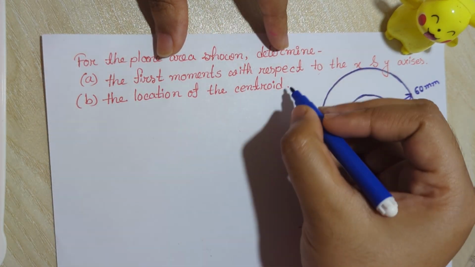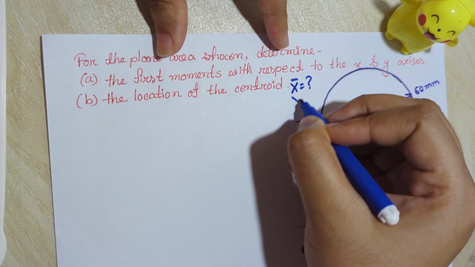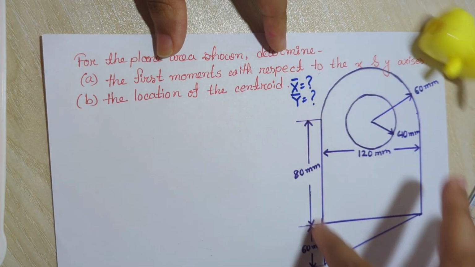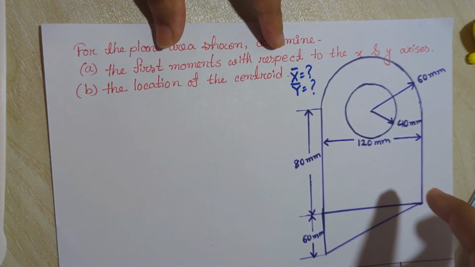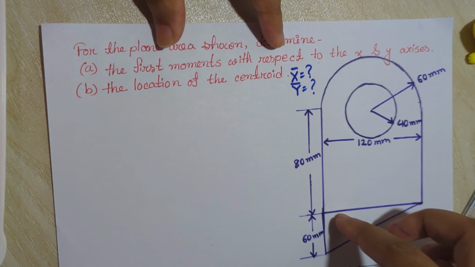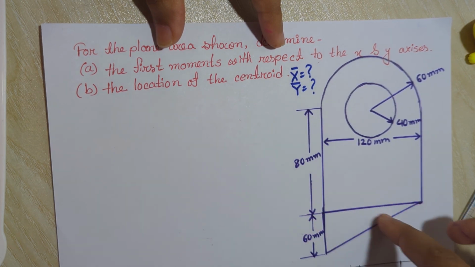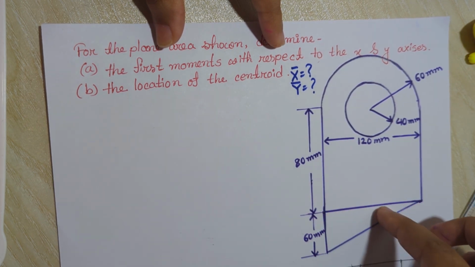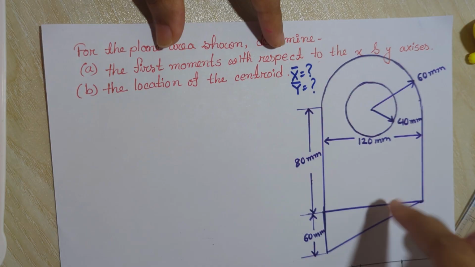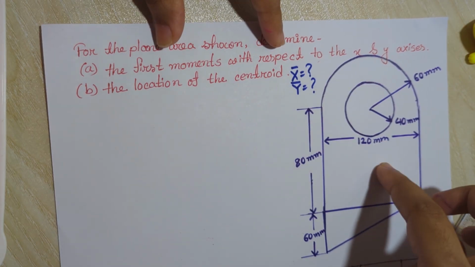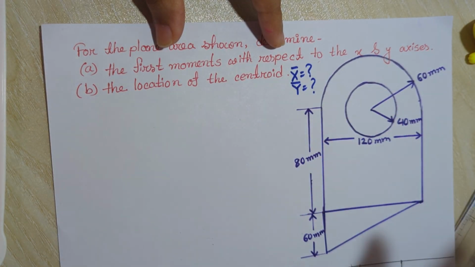Means we have to find out the x bar and y bar. Means for the total object, what is the point of the centroid and its measure, on how much distance we will go according to the x axis and how much distance towards our y axis. These two things we have to find out.